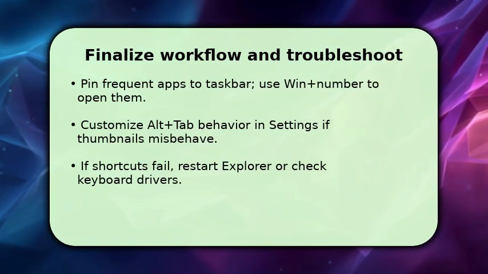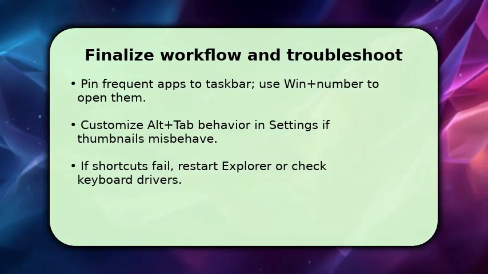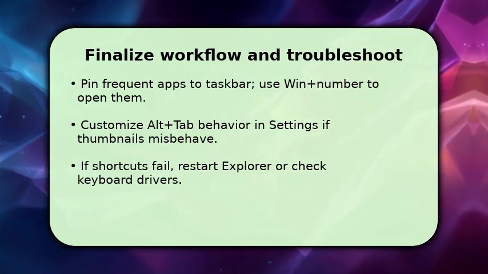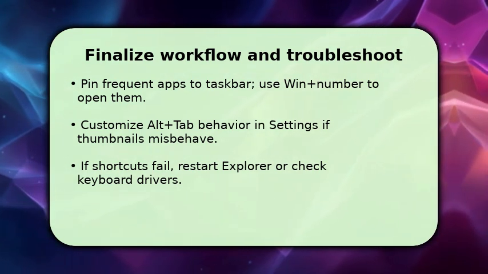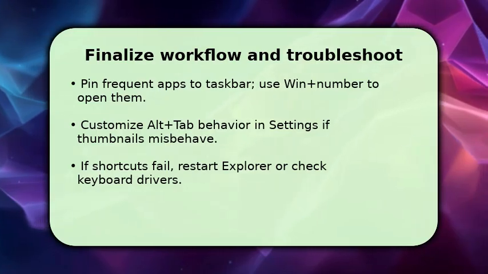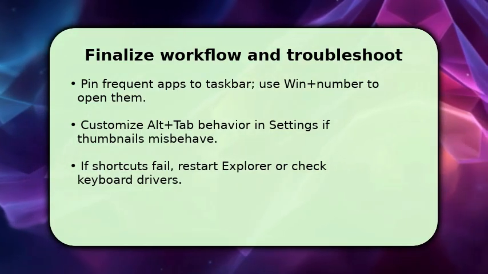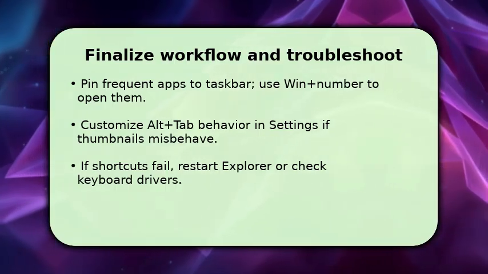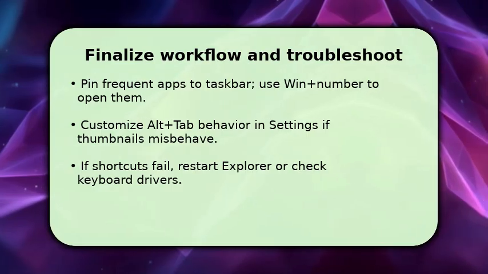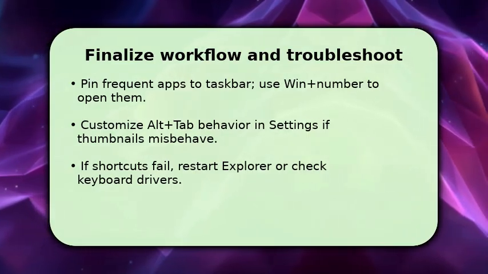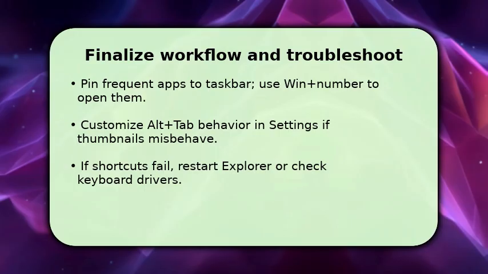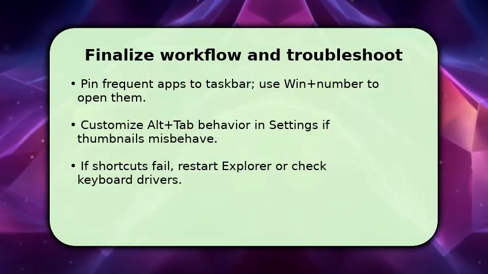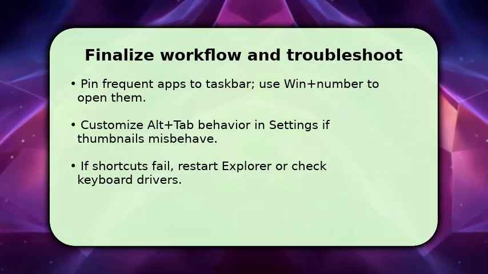To finish, lock in a repeatable workflow. Pin the apps you use most to the taskbar and press Win plus the app's number to open or switch instantly. This removes confusion. Make sure to customize Alt plus Tab behavior in settings so previews match your preference. If switching stops working, restart Windows Explorer from Task Manager or update keyboard drivers. That usually fixes shortcut issues. If problems persist, log out and back in to reset session state. Then retry the keystrokes.